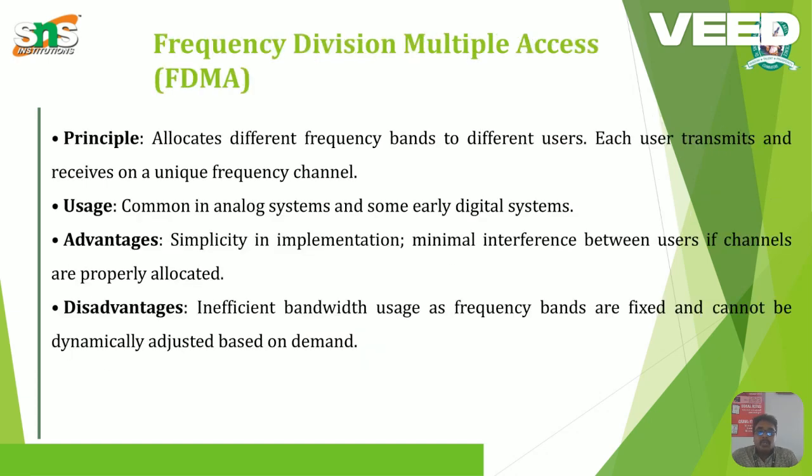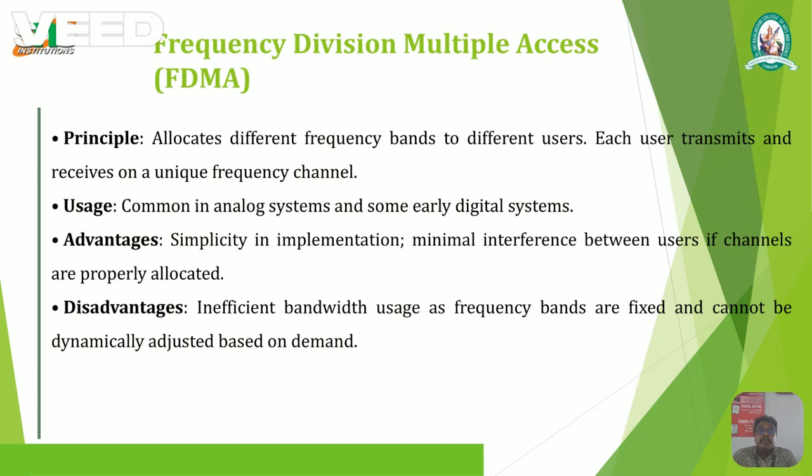First we move on to FDMA, frequency division multiple access. It allocates different frequency bands to different users. Here each user transmits and receives on a unique frequency channel. The same frequency is allocated for a particular user or a particular band. The usage is common in all analog systems, and some early digital systems were also using this type of access. So what are the advantages?